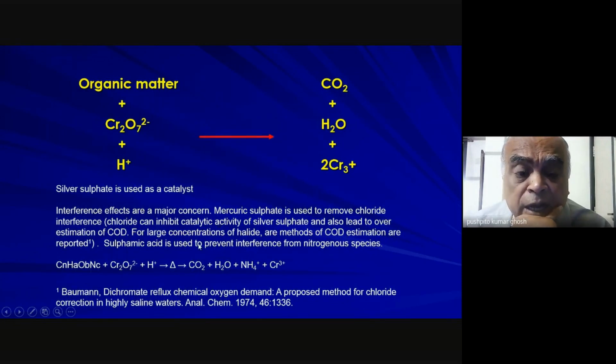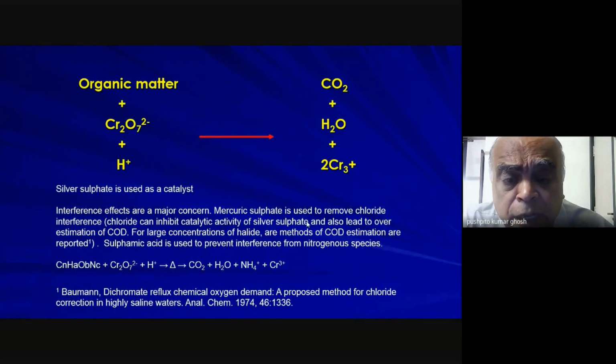Now here again, you need to be very, very careful. For example, if I've got some compound which has nitrogenous species, then it has been found that sulfamic acid is very effective to prevent the interference from nitrogenous species. So in this particular case, I might use sulfamic acid along with those, and make sure that I'm getting the reaction only due to my carbonaceous substances getting converted into CO2. That's not the only one.